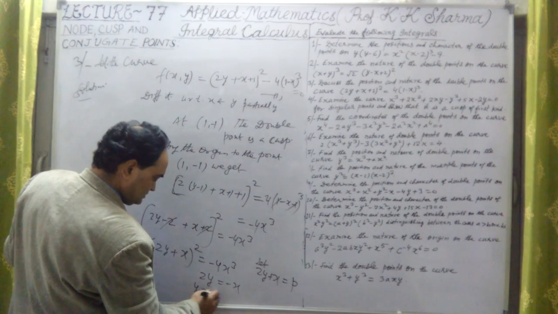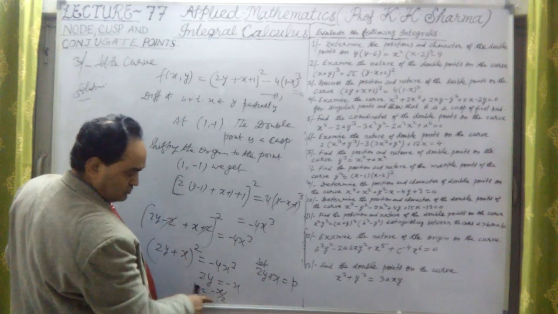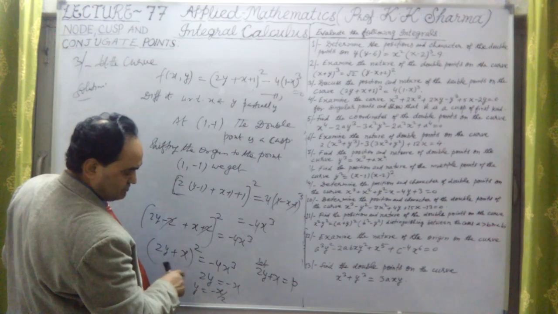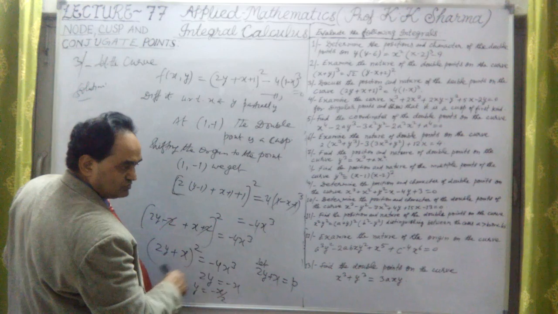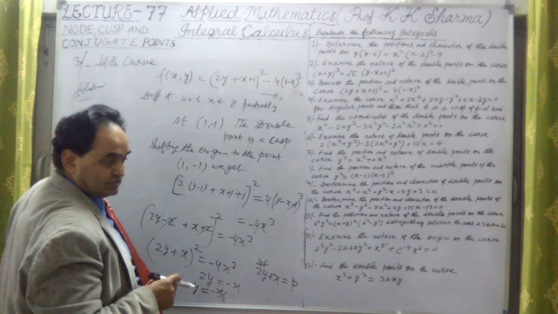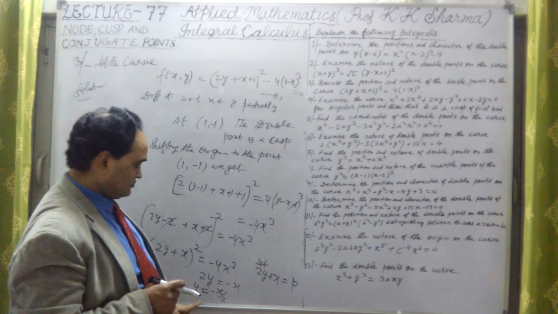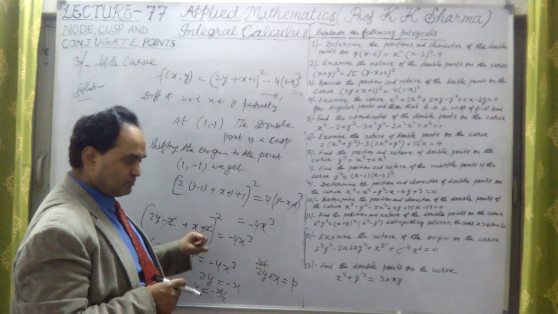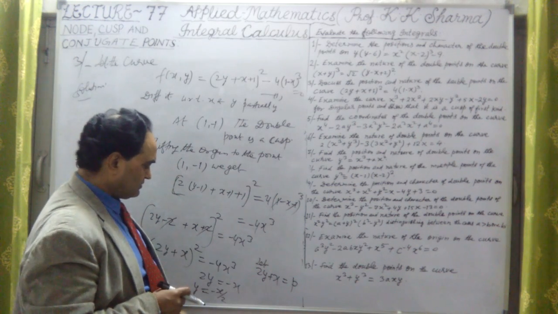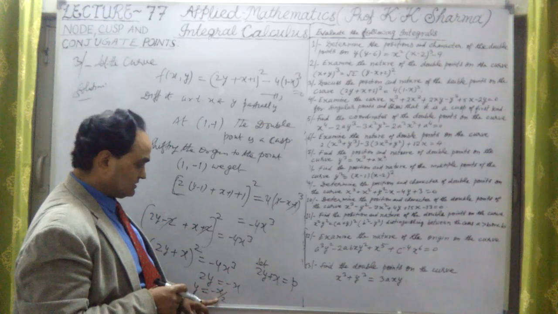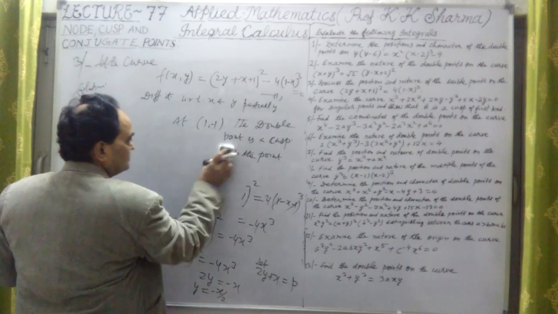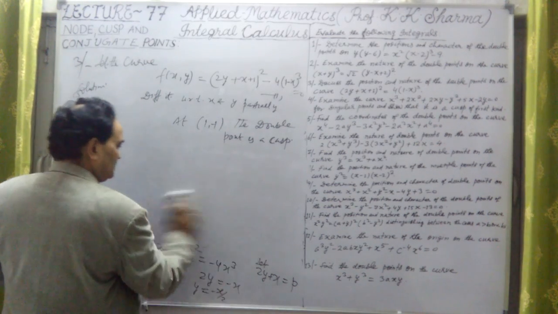So y is equal to minus x upon 2. For positive value of x, y is negative, and for negative value of x, y is positive. Different terms are coming. It means the cusp will be of first species. Why? Because for x positive, smaller value, y will be negative, and for x negative, y will be positive. What does it mean? It means different values are coming out.